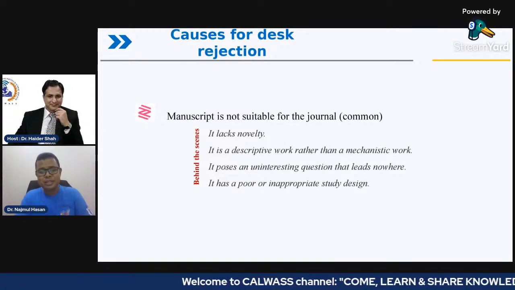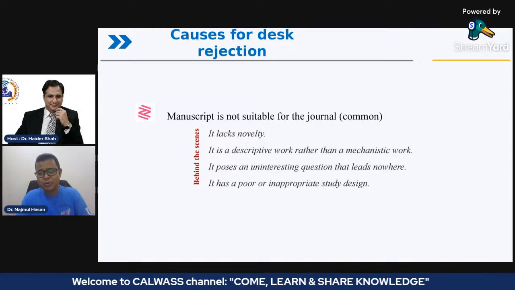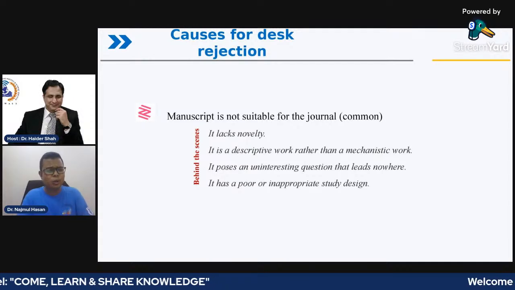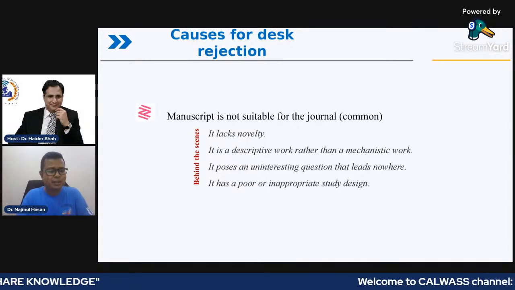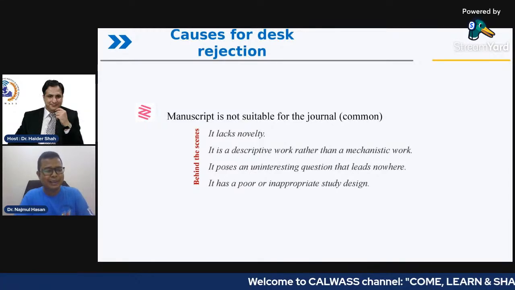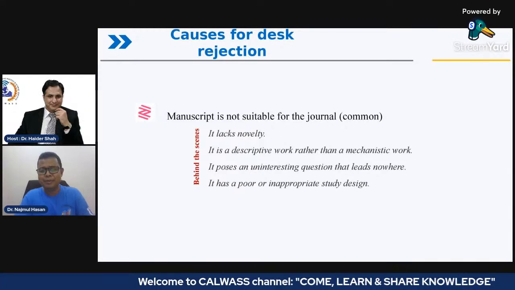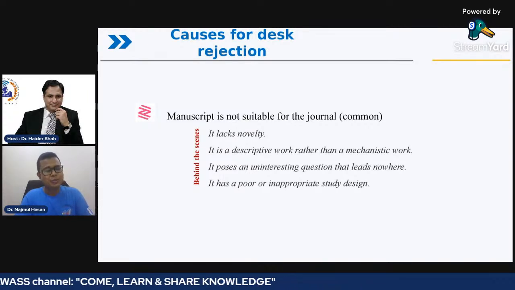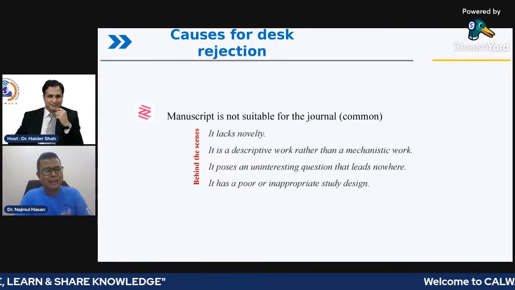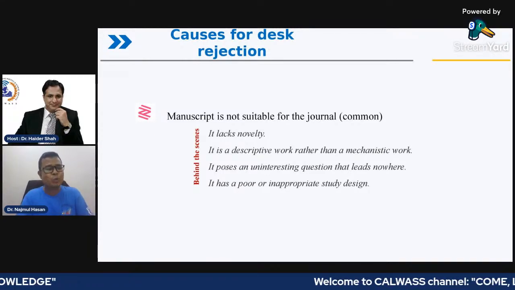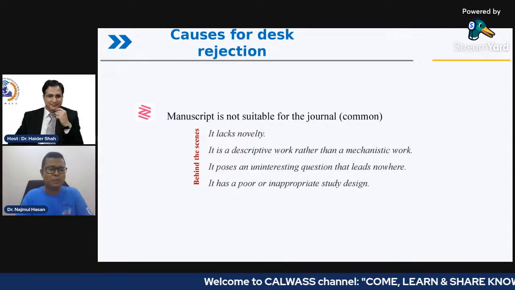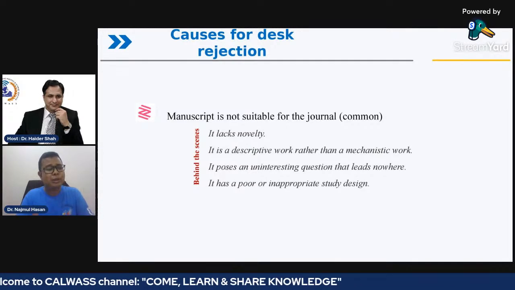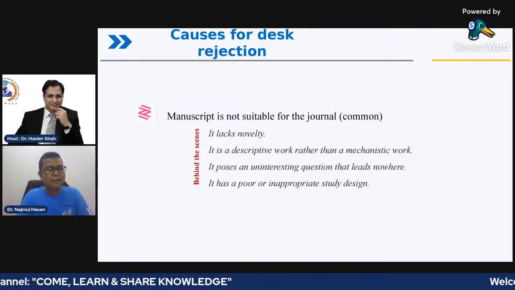Okay, it poses an uninteresting question that leads nowhere. Actually, right now I get lots of submissions related to COVID, right? But recently I didn't accept any paper related to COVID. Why? Because I think it has already lost its acceptance or popularity, because thousands of papers were already published on COVID. On the other hand, recently I still got some prediction papers.